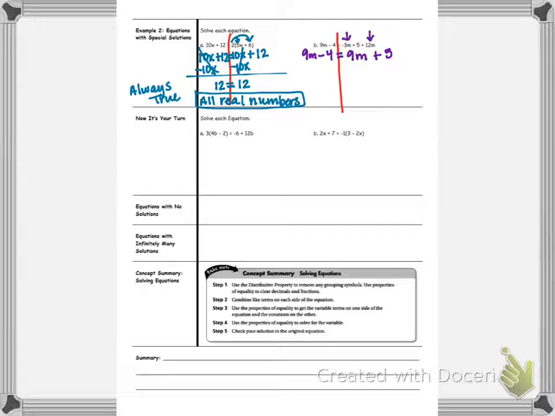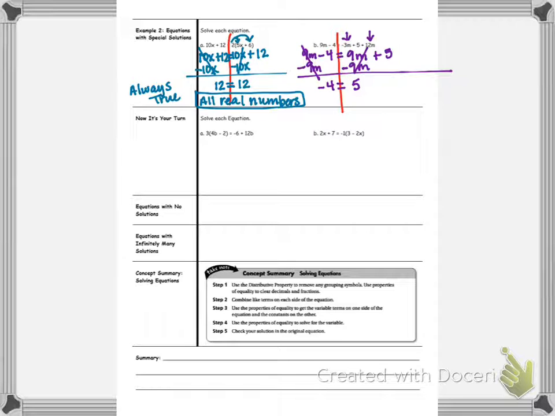So we should notice that you have 9m on the left and 9m on the right. So that should be an indicator that something special is going to happen. So I'm going to move the 9m. It really doesn't matter because they are exactly the same. Do the inverse operation and subtract 9m from both sides. So when I do it from the left, that cancels out, I get negative 4. When I do it on the right, it cancels out, and I get 5.